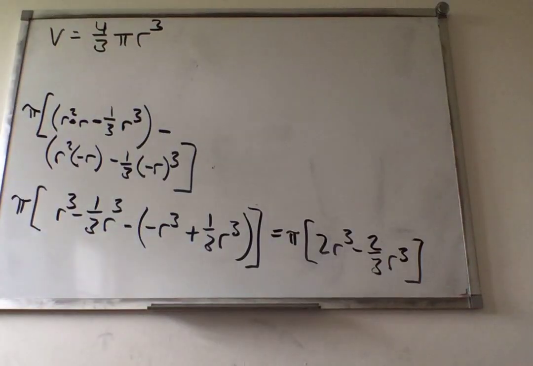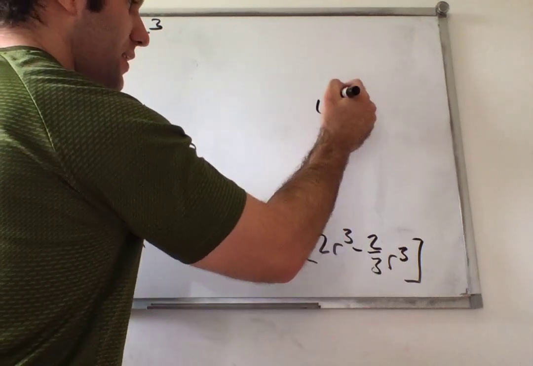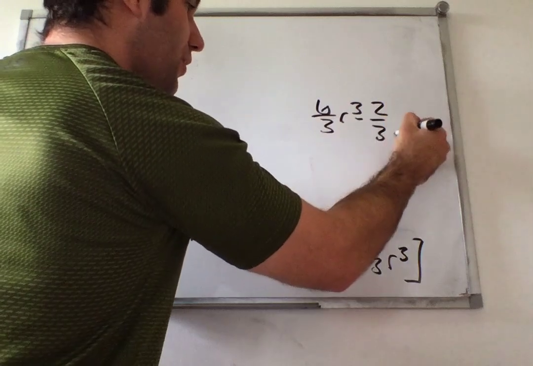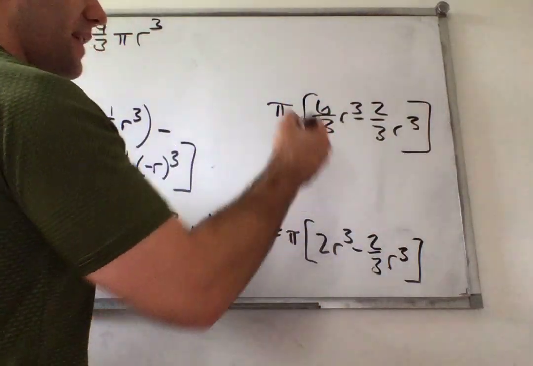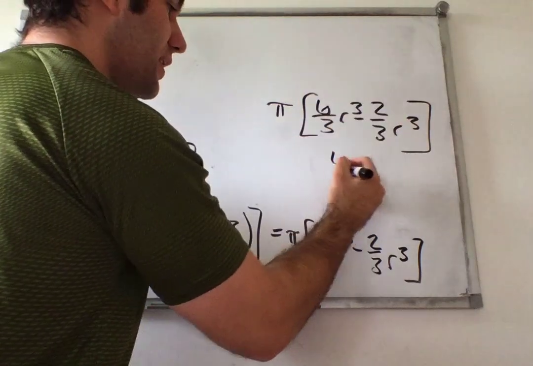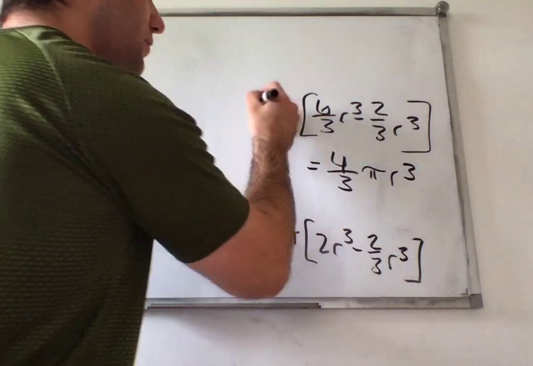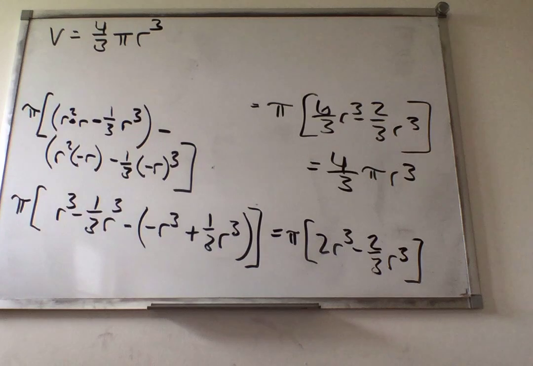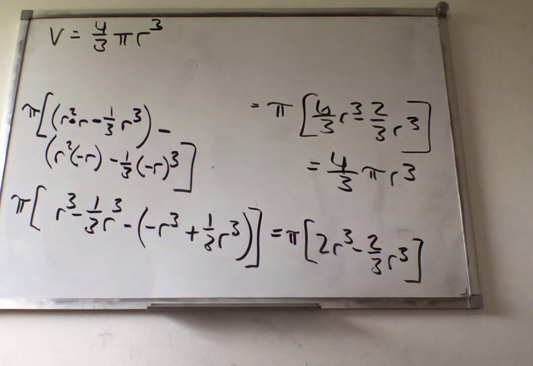There we go. So let's see, if I were to put these two fractions together, this is 6/3 r cubed minus 2/3 r cubed, all multiplied by pi. They're like terms. 6 minus 2 is 4/3. We've got the pi right there, r cubed. So we just showed that a sphere of radius r has a volume of 4/3 pi r cubed.